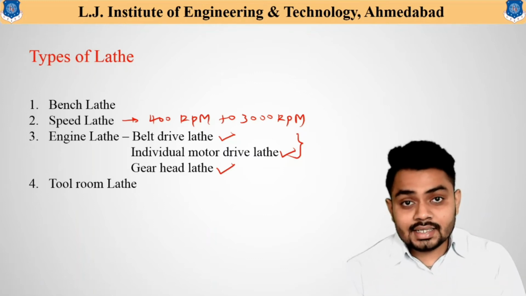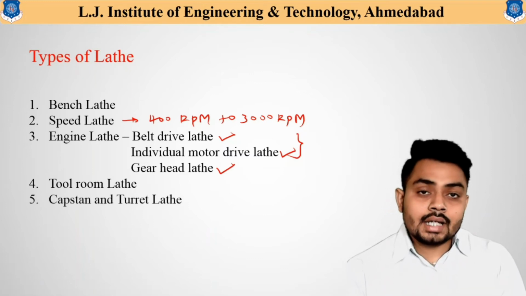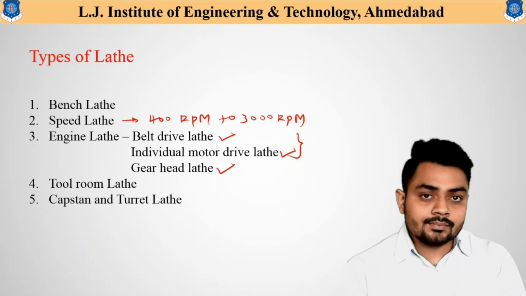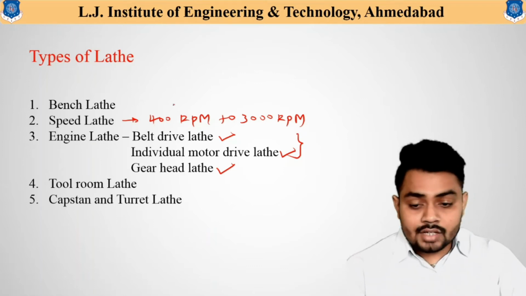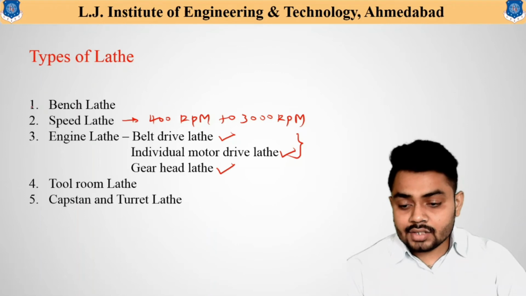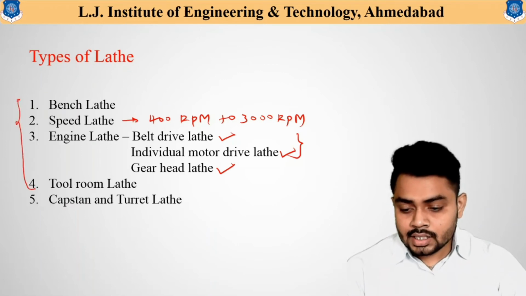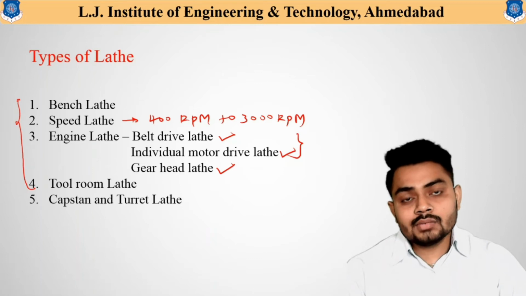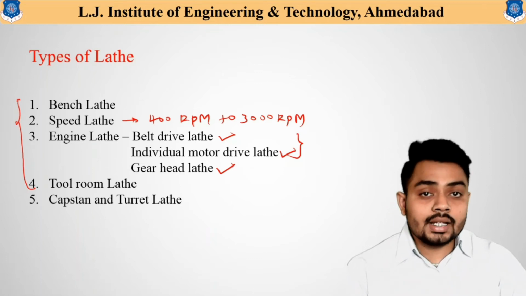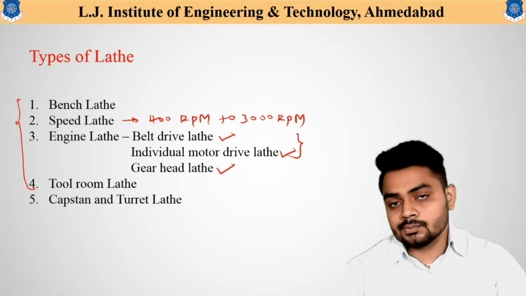Now the next lathe machine available is the capstan and turret lathe. Up to now we have discussed the many different types of bench lathe available, and in all these types of lathe machine there is only a single tool available to perform the machining operation.